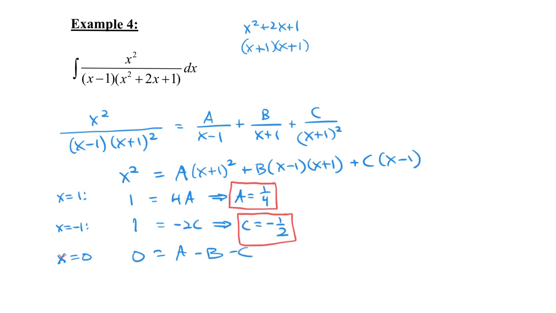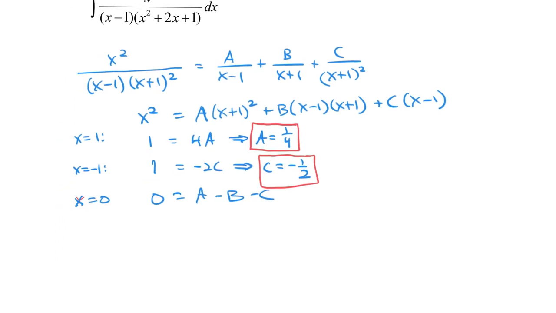So 0 equals A minus B minus C, but we know something about A and C, right? So that means I can say 0 equals 1/4 minus B, and then minus C, which would be plus 1/2, because it's minus C and C is negative 1/2. So we're going to get 0 equals 1/4 plus 1/2 is 3/4, so 3/4 minus B. Then I just add B to each side, and I'll get B equals 3/4.